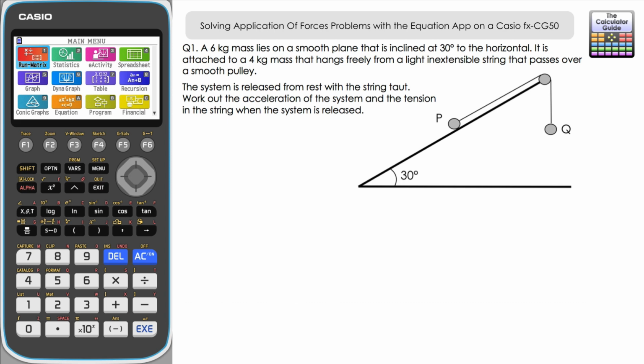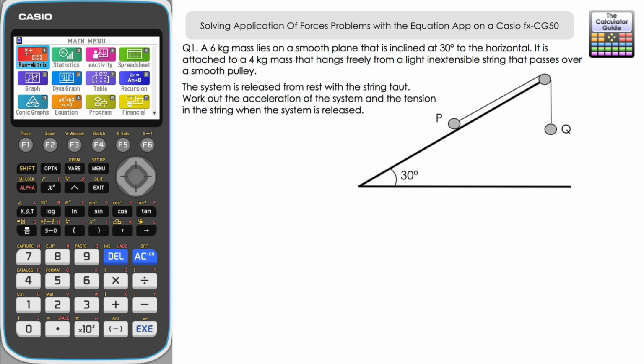Question 1, we have a 6 kilogram mass lying on a smooth plane, so no friction, that is inclined at 30 degrees to the horizontal. It is attached to a 4 kilogram mass that hangs freely from a light inextensible string that passes over a smooth pulley. The system is released from rest with the string taut. Work out the acceleration of the system and the tension in the string when the system is released.